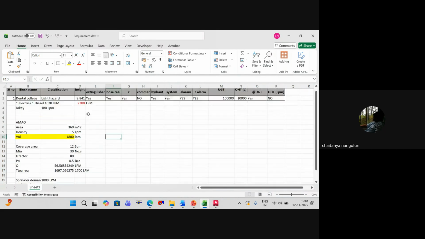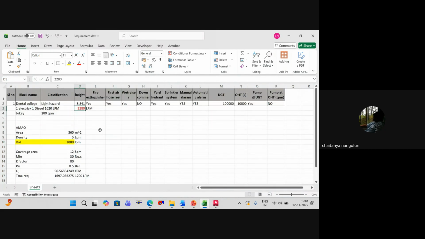So our flow rate was 2280 LPM, if you remember. That is the final flow rate, the final pump capacity. Though the IS code says 1620, as per the number of hydrants, at least I require 2280 LPM. Clear?